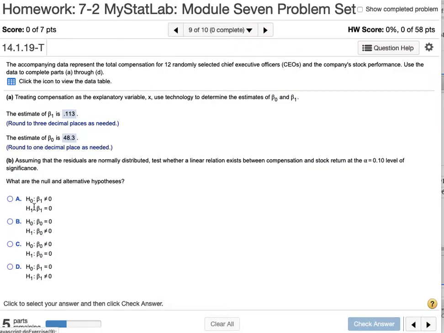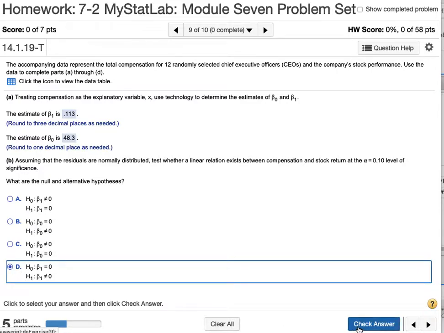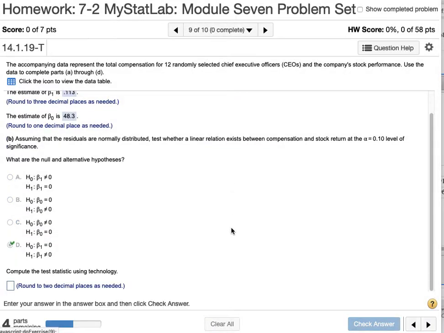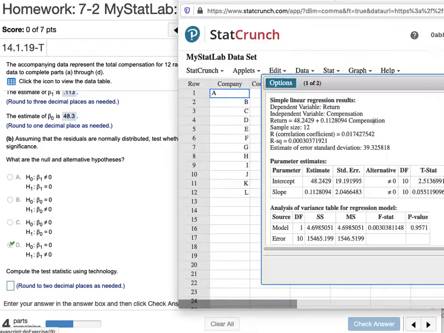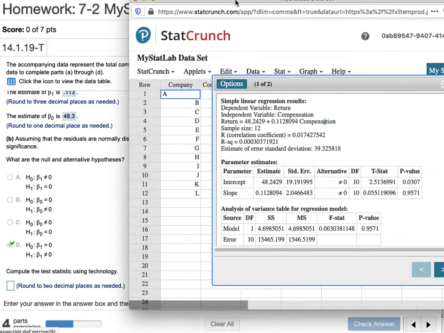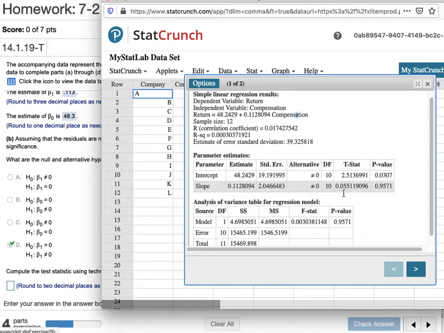So here we want to look at beta sub 1 is equal to 0, so that means that the slope is equal to 0. And then the alternative would be that it doesn't equal 0, or that there is a linear relationship. Okay, compute the test statistic using technology. Well, that's easy because we have that in our results. Again, it's all about the slope.